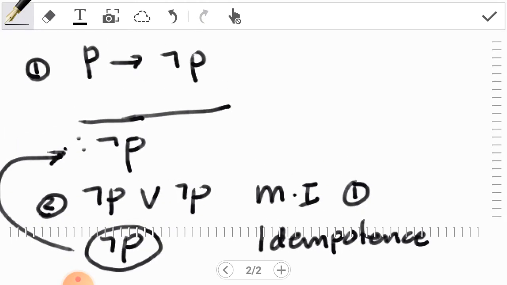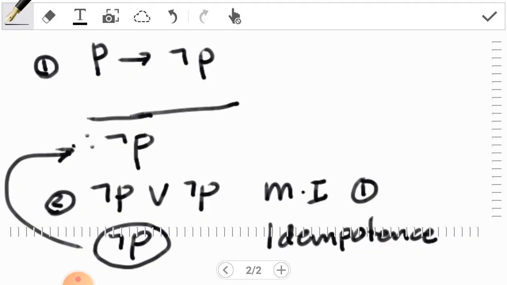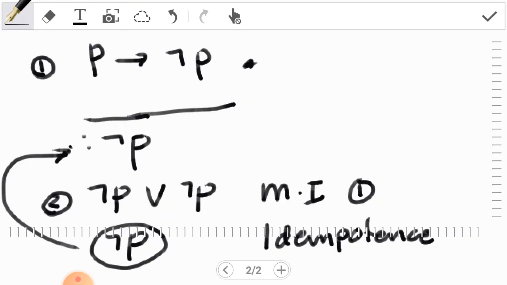So the first thing that we have applied is using material implication. We're only using one line here. So using material implication, we have P implies not P. Material implication is P implies Q is equivalent to not P or Q. And then, since our Q is also not P, we can now use idempotence. Not P or not P is equal to not P. Then that ends the proof.